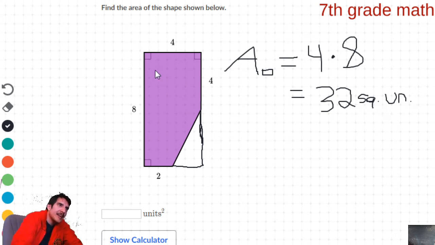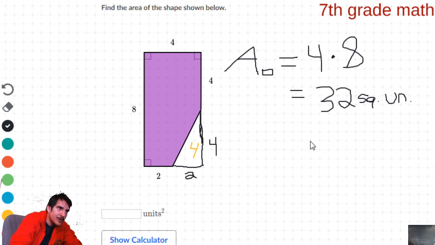32 square units. Now, the purple part is obviously not 32 square units because that would mean you had the full rectangle. We're going to find the area of this little triangle so that we can subtract it from the big area. Again, this is a triangle, so we're going to cut in half after we do length times width, okay? Length times width is 2 times 4, that's 8. But then 8 cut in half is 4. So this little triangle in the corner has an area of 4.